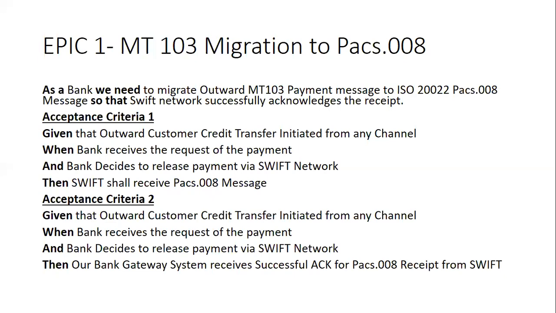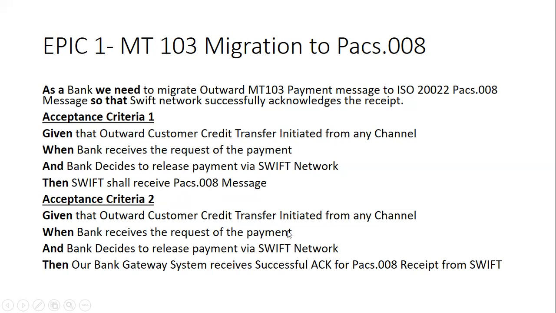So this is the bank requirement as a stakeholder requirement, right? Now for this, they will also give the acceptance criteria saying that this requirement will be fulfilled, that is done and dusted, right? Only when these two acceptance criteria are met. The first acceptance criteria might look like this. Given that the outward customer credit transfer is initiated from any channel, when bank receives the request of the payment and bank decides to release the payment via Swift network, then Swift shall receive the pacs.008 message.